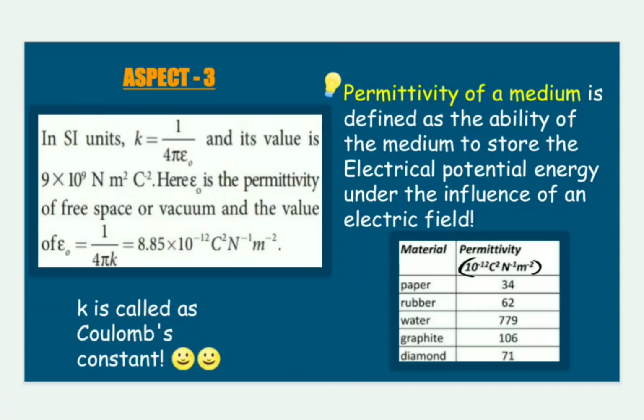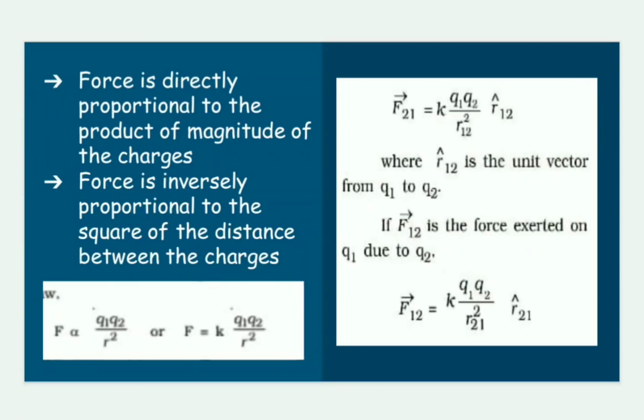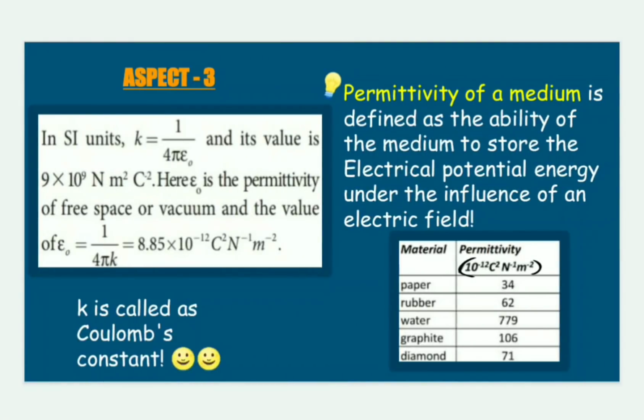You may wonder how they have got this Newton meter square per Coulomb square. Very simple. Look into that formula. F is equal to k into Q1 Q2 by r square. So what is k here? Yes, k is equal to F r square by Q1 Q2, F r square, so Newton meter square, by Q1 Q2, Coulomb square. So that is why it is Newton meter square per Coulomb square.